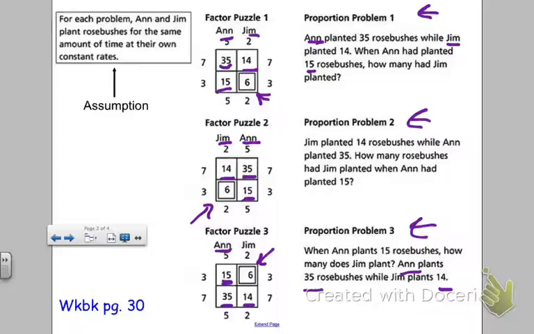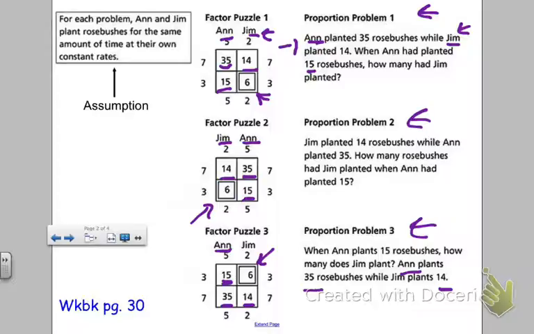Hopefully you notice that all 3 of these proportion problems are actually all the same proportion problem. Every time you're trying to figure out how many rose bushes Jim plants when Anne plants 15. The only thing that changed was the way they worded it. They changed the order of it. In proportion problem 1, they said Anne first and Jim second. And then if you look at the factor puzzle, we have Anne first and Jim second in the labels. But the numbers are still in the right spots, right? 35 was still underneath Anne, 14 was underneath Jim, 15 was underneath Anne.